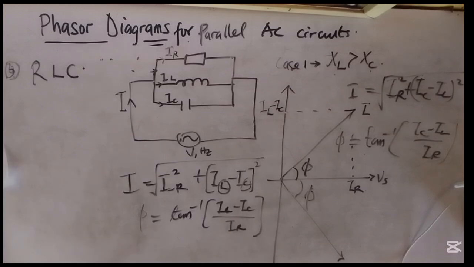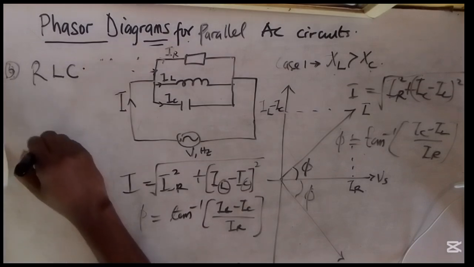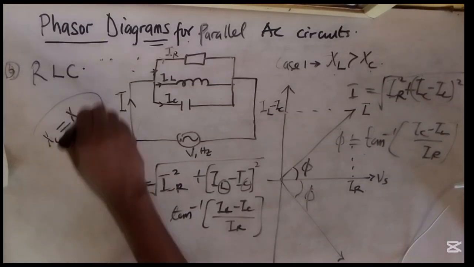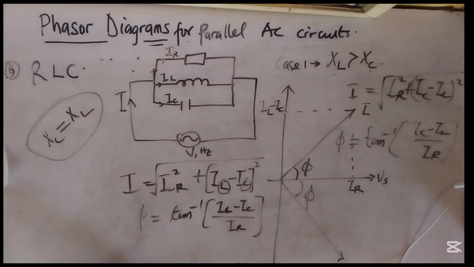So that said, that is what you should expect when we have all the connections in parallel. But in some cases, which is obviously a special case, the value of our XC is the same as XL, which is the case we call resonance. In the next video, I'm going to show you these special cases.